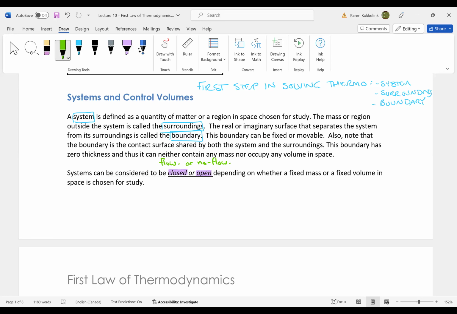We can have systems that have flow going into and out of the boundary. We can have systems where the whole problem has a fluid inside a boundary where nothing flows in or out. We can have closed systems or we can have open systems.